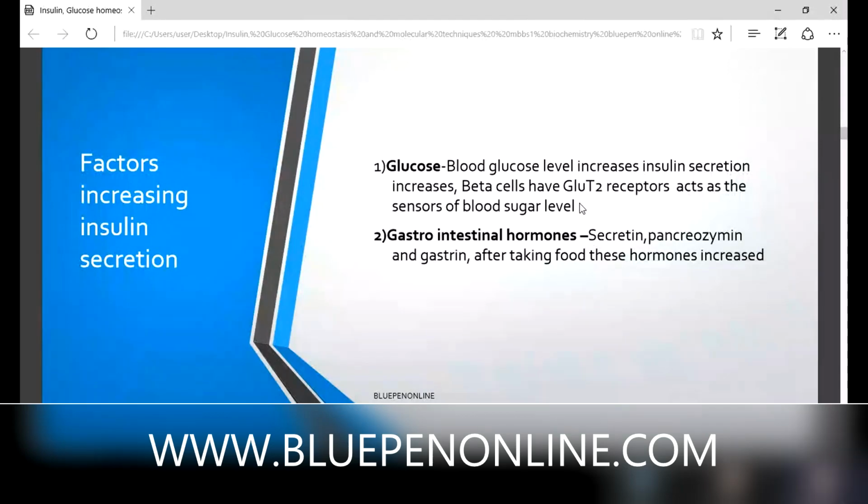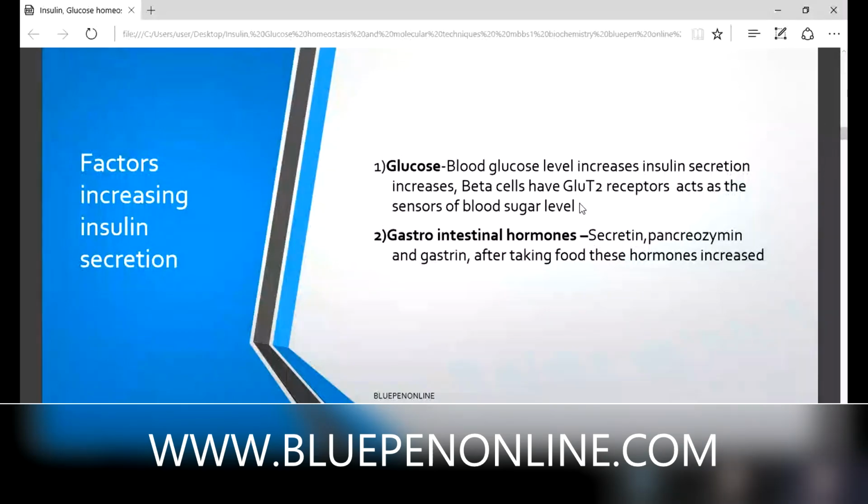Then there are some hormones, gastrointestinal hormones. The GLUT2 receptors bind with glucose, and they act as the sensors of blood sugar level.